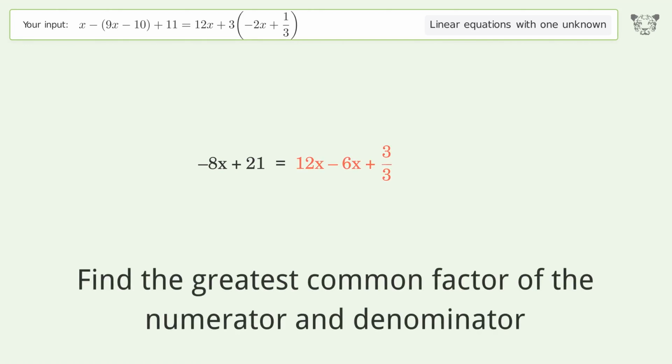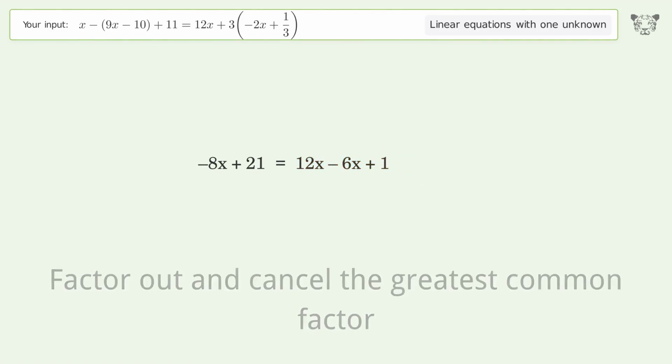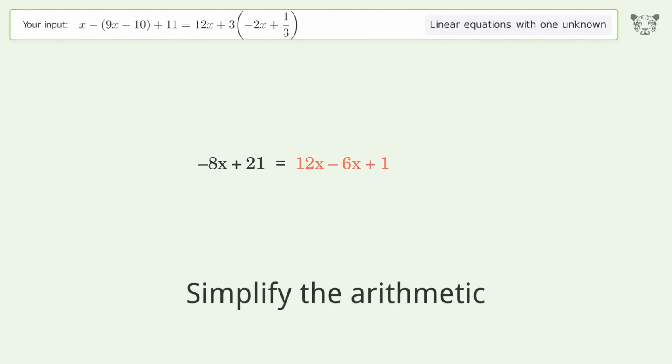Find the greatest common factor of the numerator and denominator. Factor out and cancel the greatest common factor. Simplify the arithmetic.